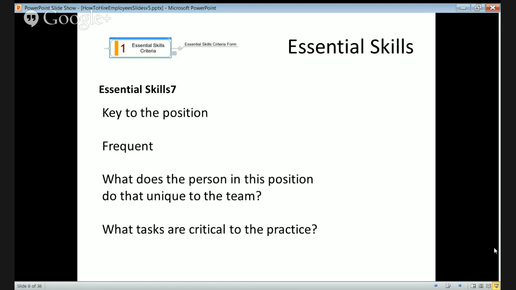Identifying the essential skills for each position is to identify the key tasks, often those things that are most frequently performed in a workday. To determine the essential skills of a position, ask yourself, what does that person in this position do that is unique to the team? What tasks are critical to the practice? Some of these tasks are things that you would expect a new candidate coming to your position will know, that they bring these skills into your organization. And some of them are things that you can train and provide competency and skills development in the organization.